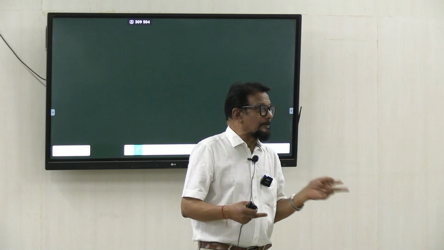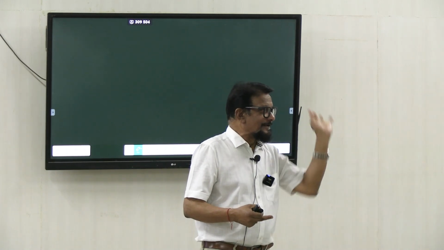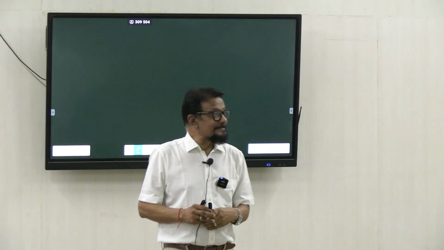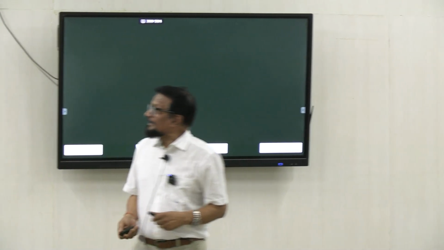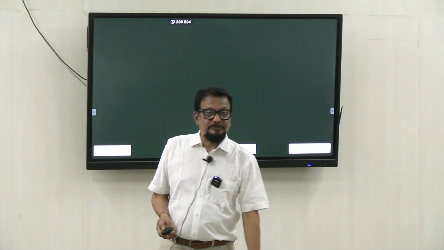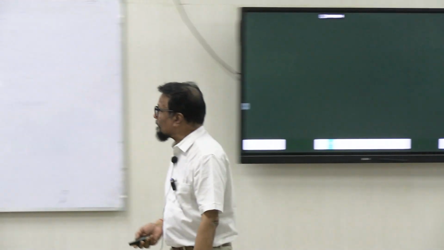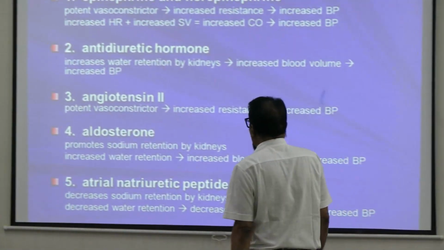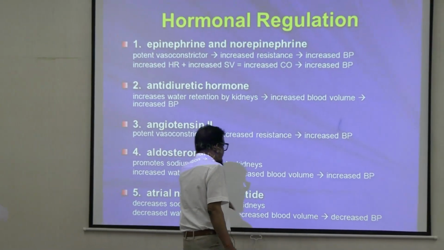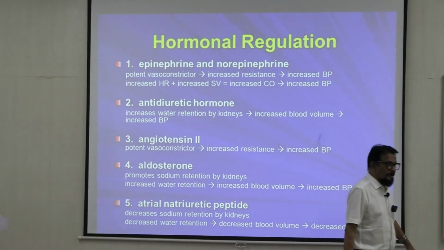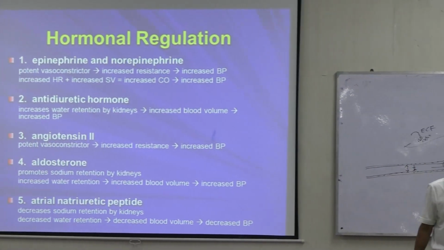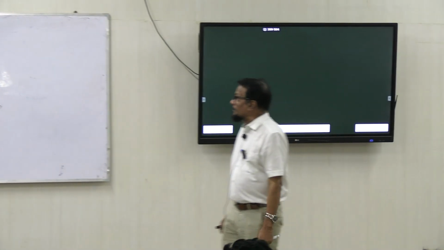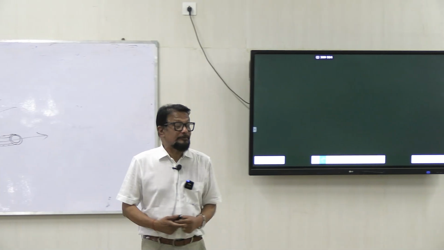As a result, what will happen? There will be increased blood pressure, increased cardiac output. So this way these hormones can affect the cardiovascular mechanism. Atrial natriuretic peptide, in short we call it ANP, decreases blood pressure. Atrial, in the heart, it is produced, particularly in the atria. Aldosterone, angiotensins too.